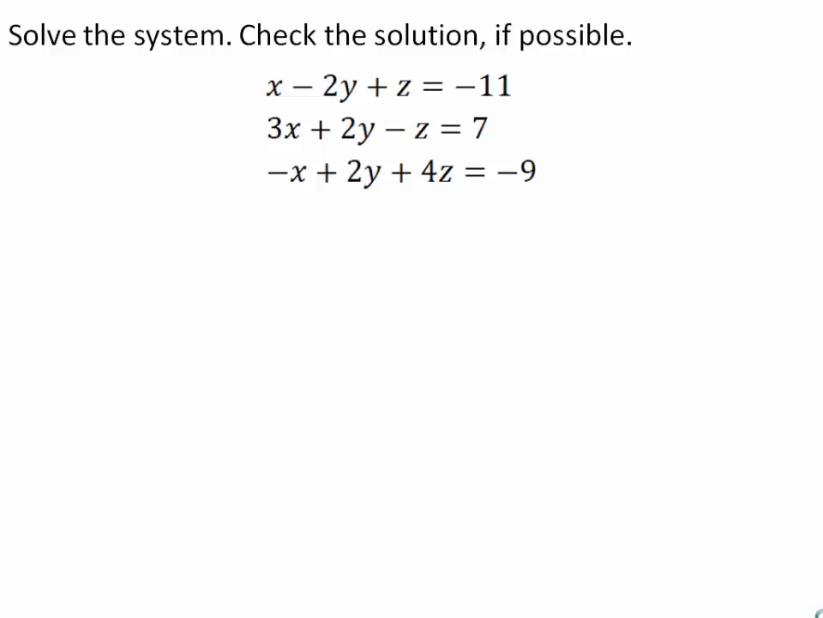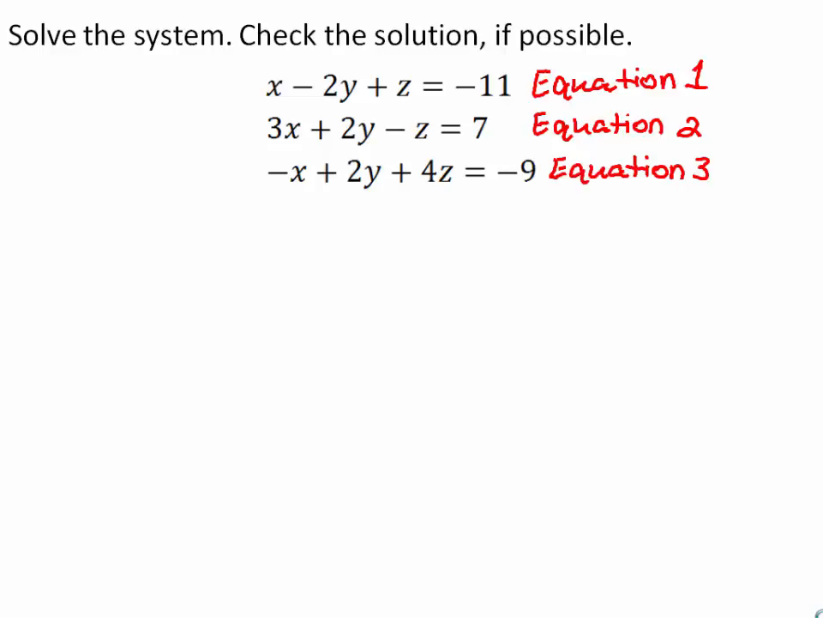Let x minus 2y plus z equals negative 11 be equation 1. 3x plus 2y minus z equals 7 be equation 2. And negative x plus 2y plus 4z equals negative 9 be equation 3. You want to begin by rewriting the system as a linear system in two variables.